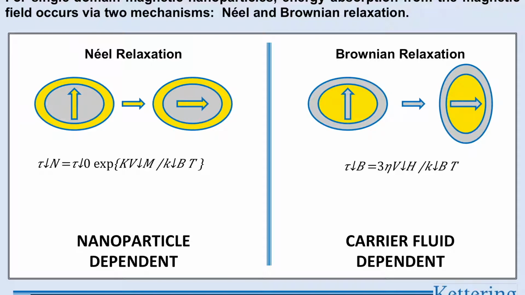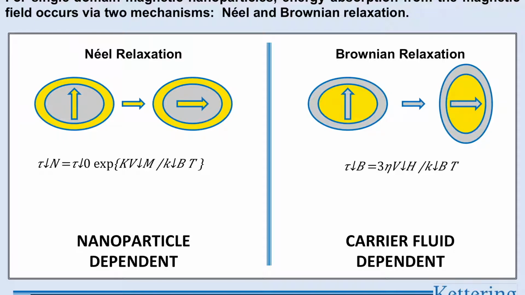The other is what we call Brownian relaxation, or simple Brownian motion. In a fluid, all of the molecules are sort of moving around, and that's called Brownian motion. So you can think of the particle actually physically rotating to align the moment, the magnetization, with the field. But this is less nanoparticle dependent and more carrier fluid dependent. It's dependent on this eta, which is the viscosity, how thick is the fluid.